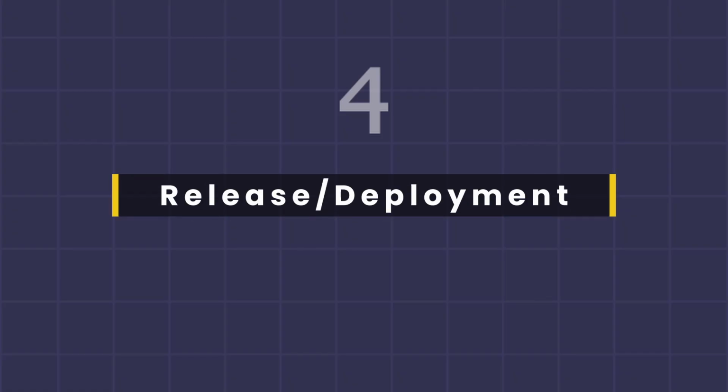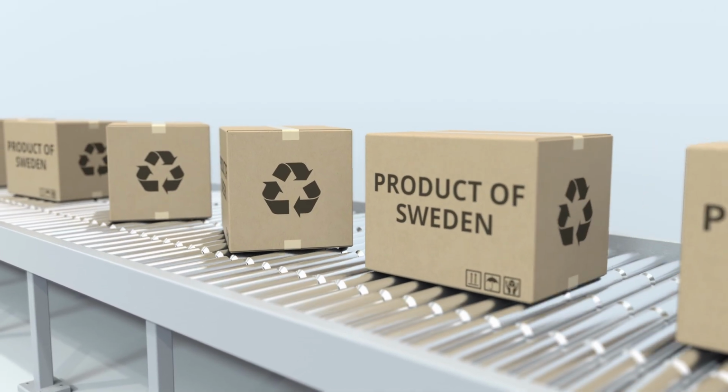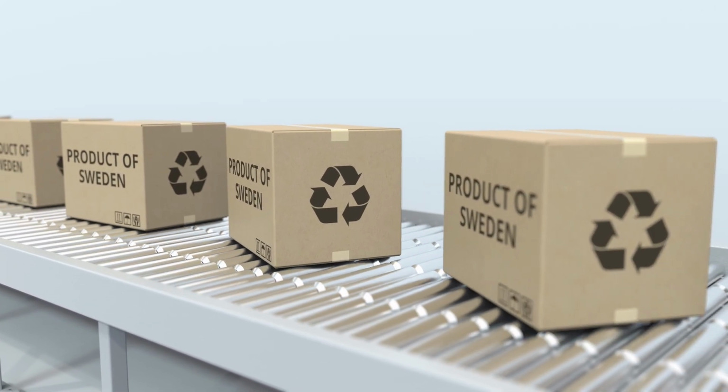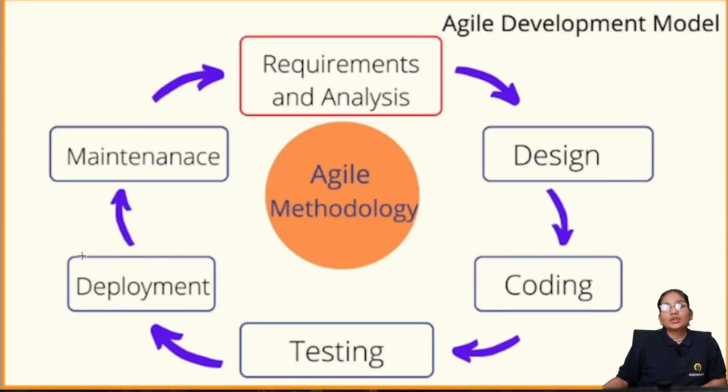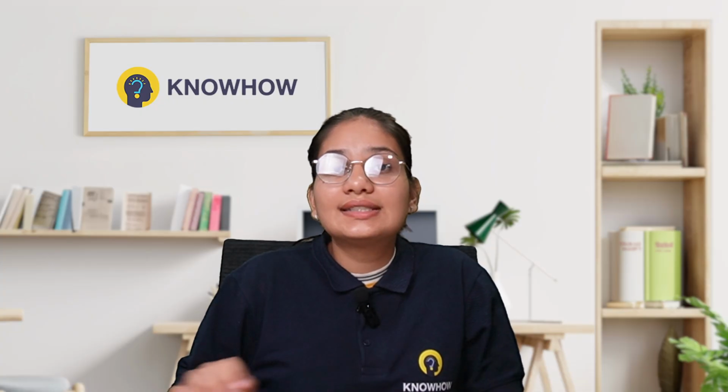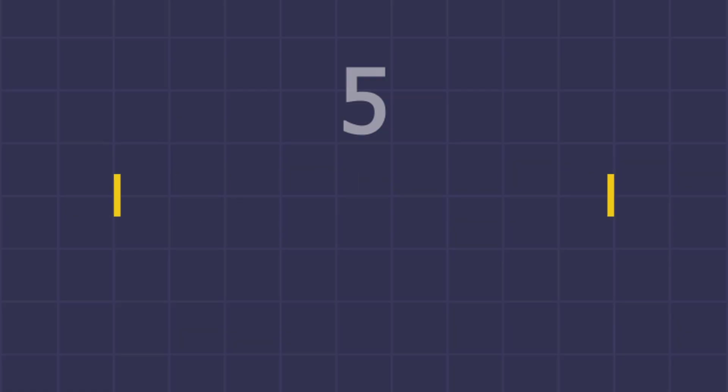Now step number 4, which is release or deployment. After several iterations, the product is ready for release. It may go through final testing, bug fixes, and deployment. So here, the sprints you have created go through some iterations, some testing, some fixes, and then it is released. Step number 5, which is review or retrospective. After each sprint, the team holds a retrospective meeting to evaluate what went well and what could be improved.